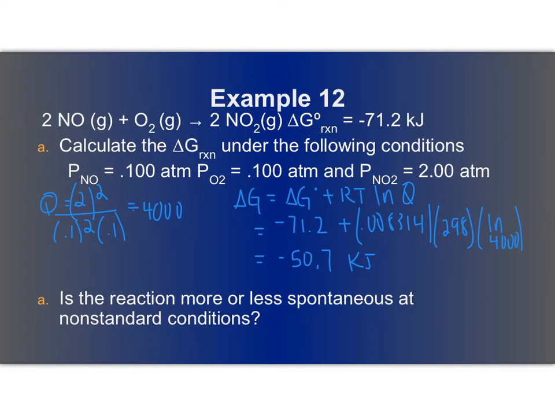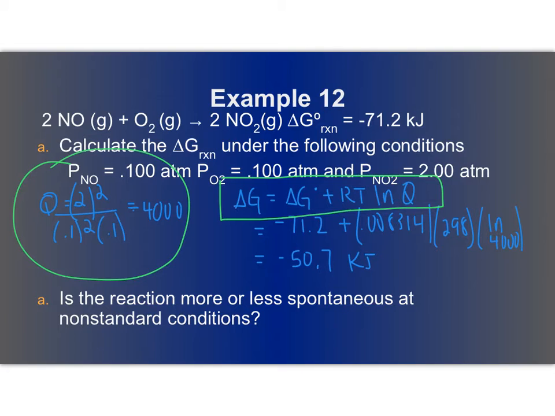In example 12, we're going to be doing the same type process. So you'll notice the first thing that I did was calculate Q, because I noticed that I was at non-standard conditions. I then plugged in my information to this equation, making sure that I change the R value to kilojoules, since the delta G standard was in kilojoules, and that's going to give me a delta G at non-standard conditions of negative 50.7 kilojoules.